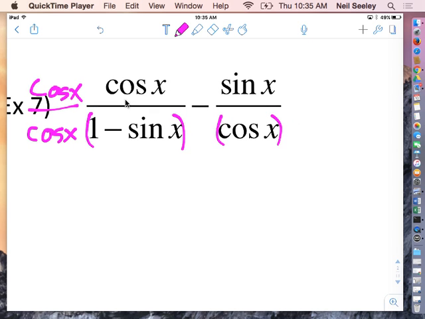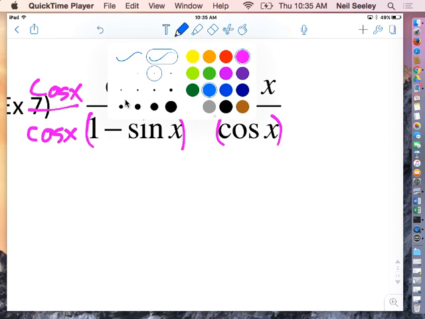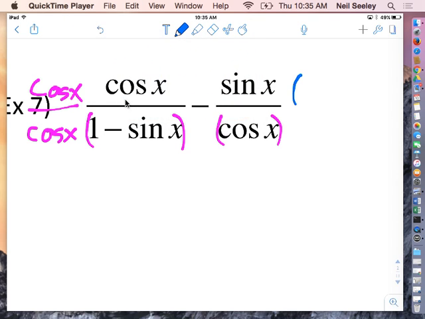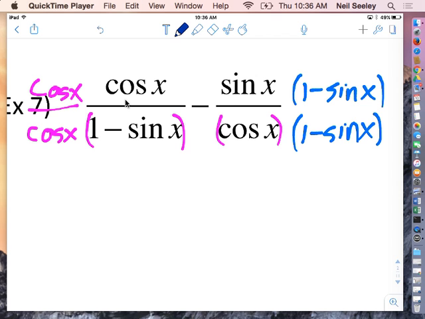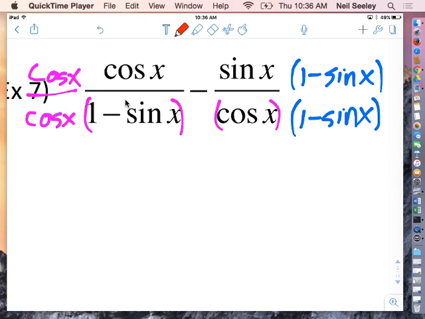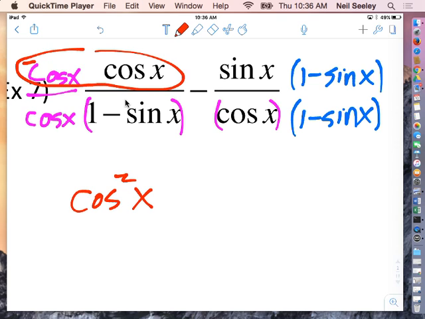On the right-hand side, we are going to multiply by, let's use blue, 1 minus sine of x over 1 minus sine of x. And now, if you'll notice, the denominators will be the same. And I'll write the result in red. So what I end up with, these two, the cosine, you multiply numerator to numerator, denominator to denominator. So this is cosine squared x on top, and cosine times 1 minus sine on the bottom.